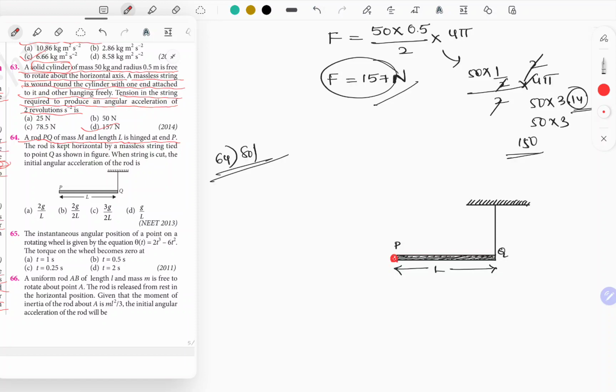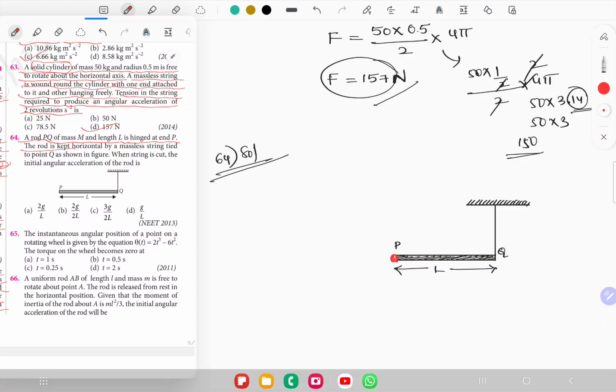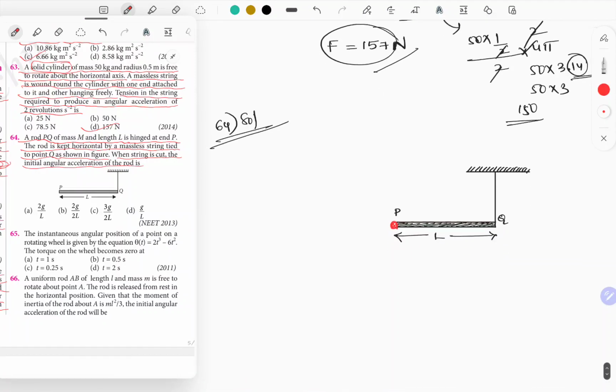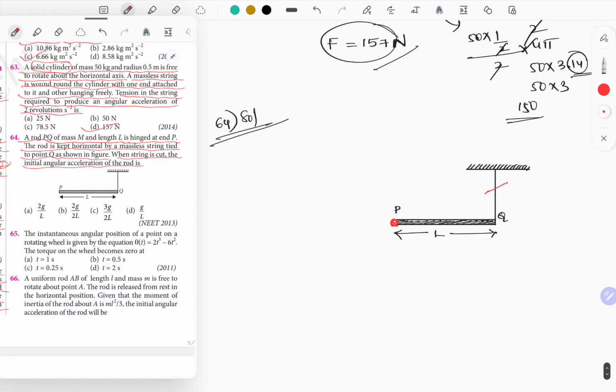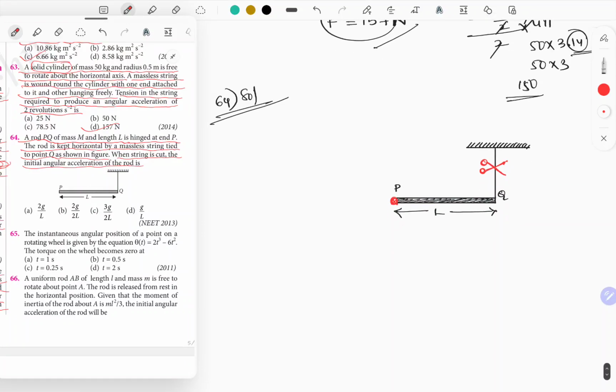Okay, next, what's the question they are given? So the rod is kept horizontally by a massless string tied to a point Q as shown in the figure. Okay, super. When the string is cut, the initial angular acceleration of the rod. Super. So if the string is cut here, what is going to be the initial angular acceleration of this rod?